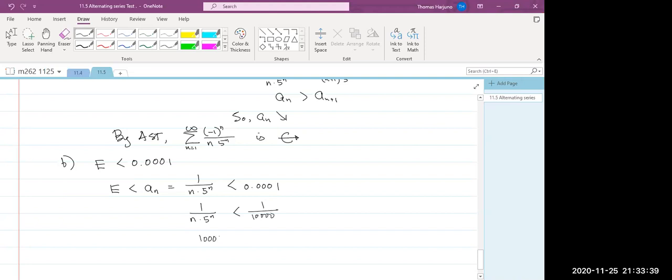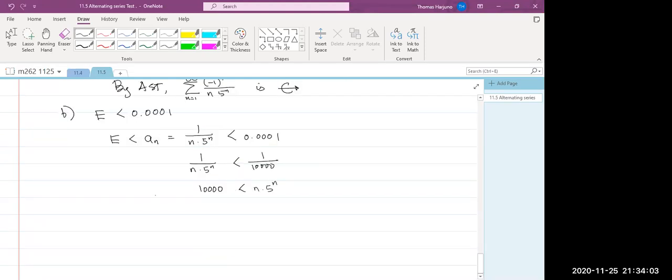Basically, I need to find the n such that n times 5 to the n is greater than 10,000. You don't need to find the exact n actually. You just need to find something that works. If you want to play crazy, for n greater than or equal to 10,000, it will work, right? But that is overkill. I don't think we need 10,000. Just do trial and error.